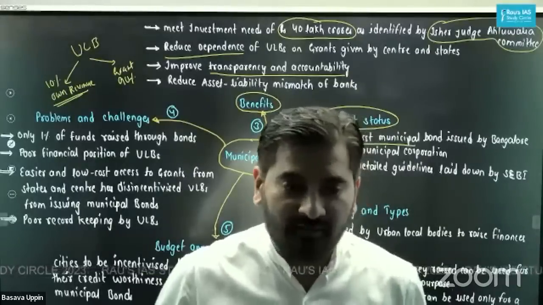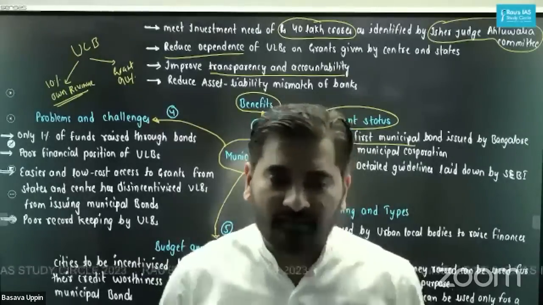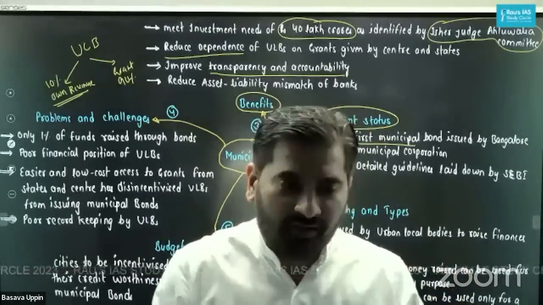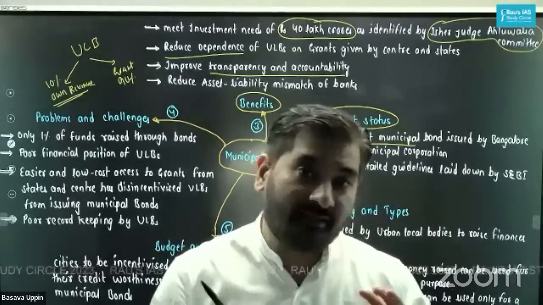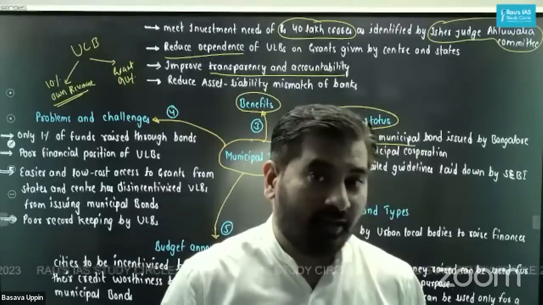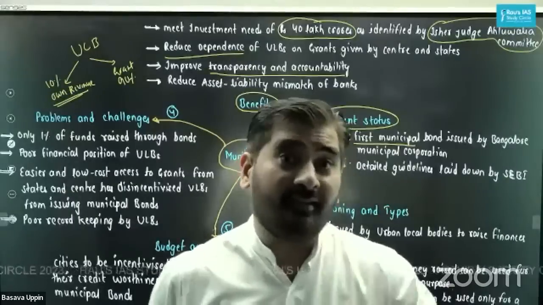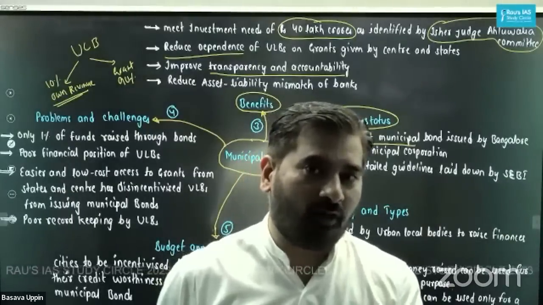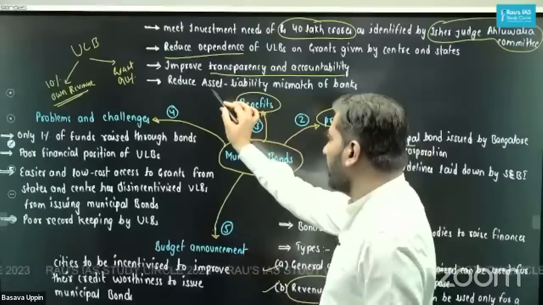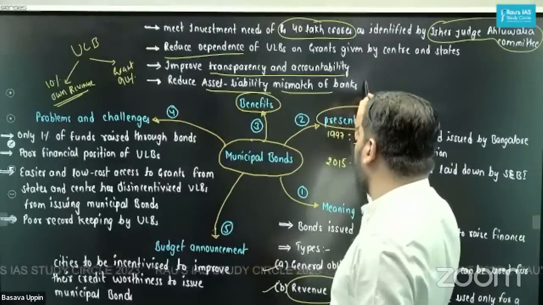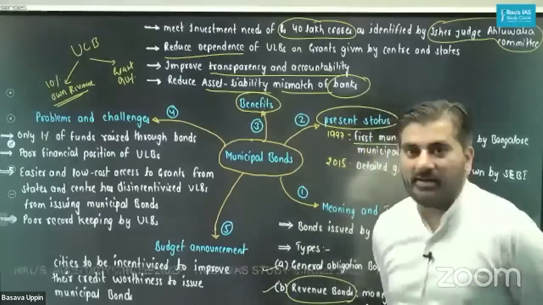When I say transparent, it means before issuing the municipal bond, the urban local body should clearly communicate to the investors what its financial position is, how much is its revenue, how much is its profit, how much is its expenditure. Only when it is providing such financial information will investors come forward to purchase the municipal bonds. Otherwise, they'll not come forward. So can I say this need to issue municipal bonds will automatically improve their transparency and accountability? And last and most importantly, it will reduce the dependence of urban local bodies on banks for loans. And by doing that, we'll be able to reduce the asset liability mismatch of the banks.